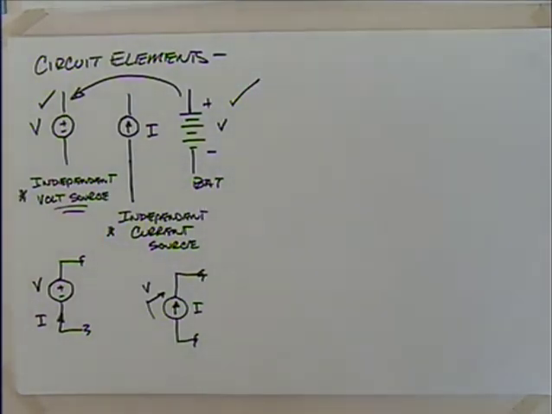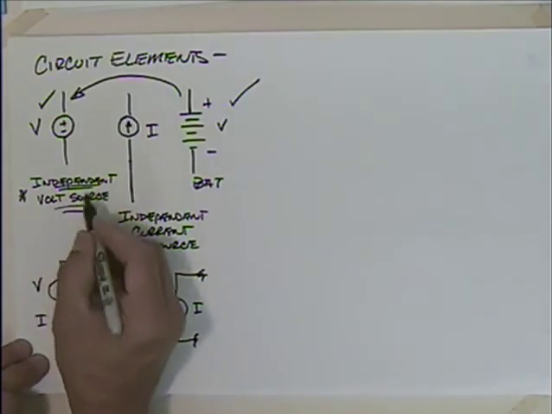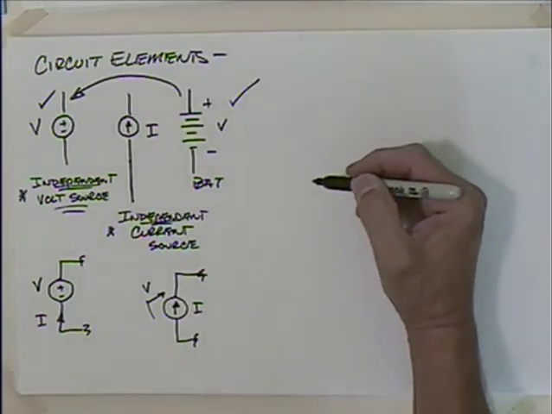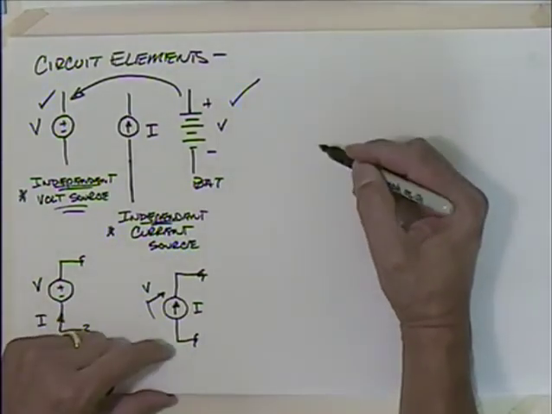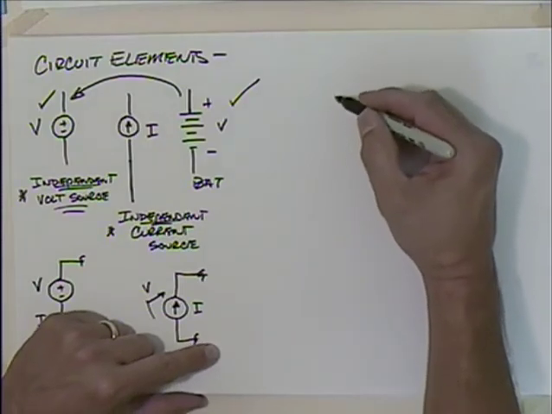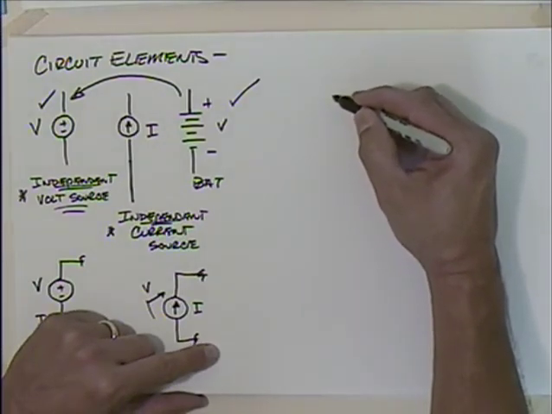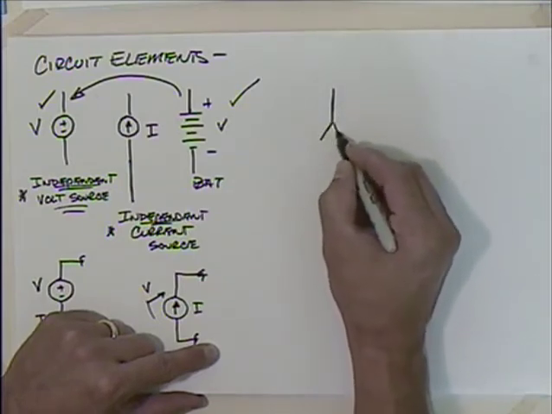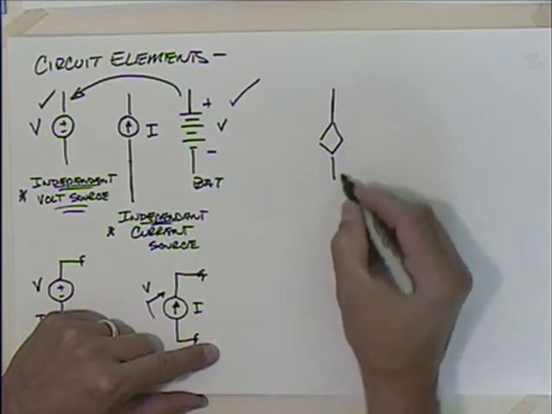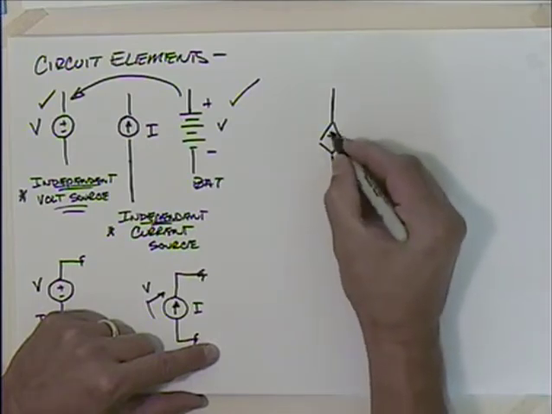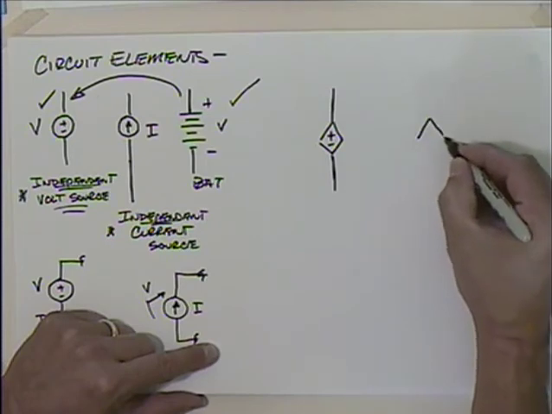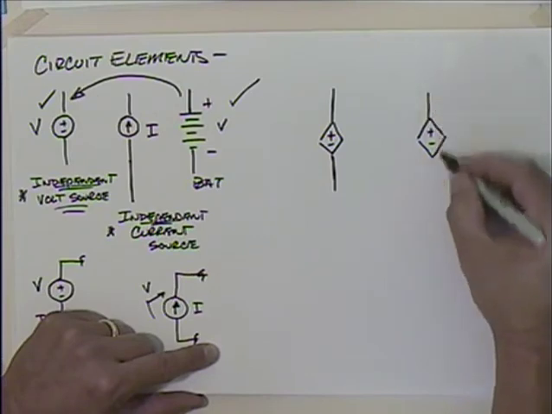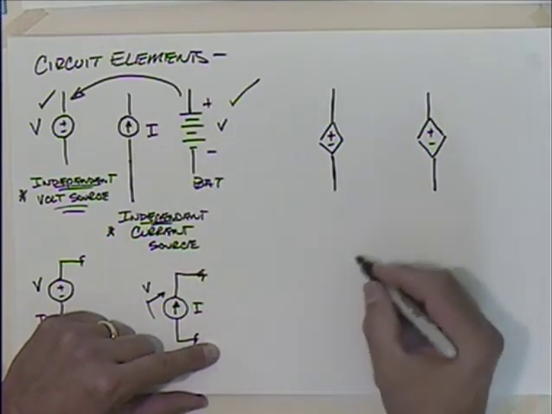So these are independent. We talk about the independent voltage source and the independent current source. Then we've got some different ones, and if you were with us for GE101, we probably talked about those. We didn't talk about these, though. You could have dependent sources. There are four possibilities here. They are diamond in shape, so we don't confuse them with independent.